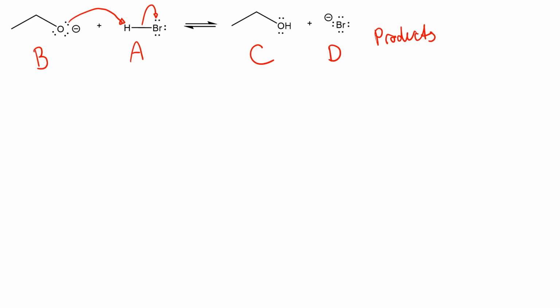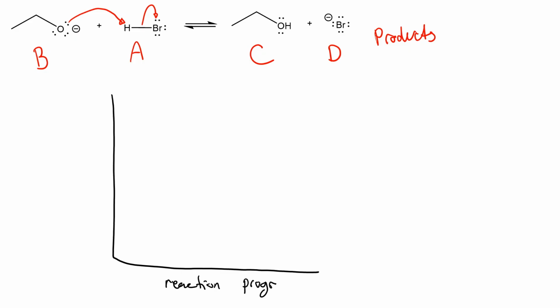Let's start by drawing our axes, X and Y. On the x-axis, we have reaction progress. Not time, reaction progress. On the y-axis, we have energy. When we're talking about acids and bases, we can use delta H, which is the enthalpy of the bond. That is a measured amount of energy in the bond that we are talking about. That's what enthalpy is.